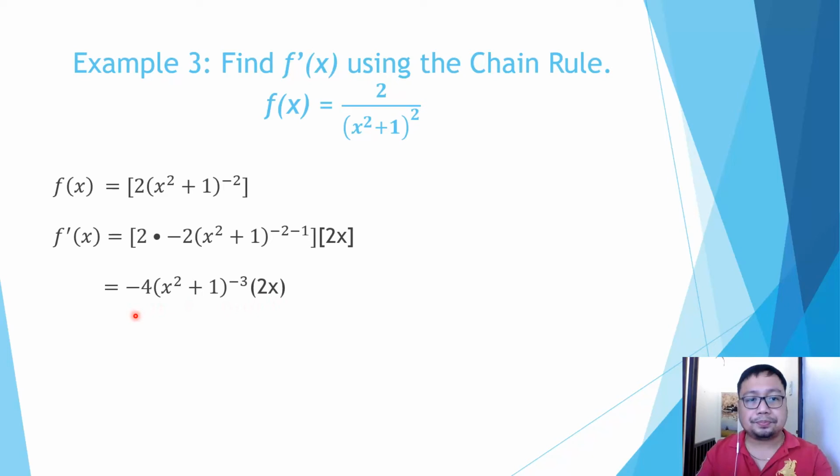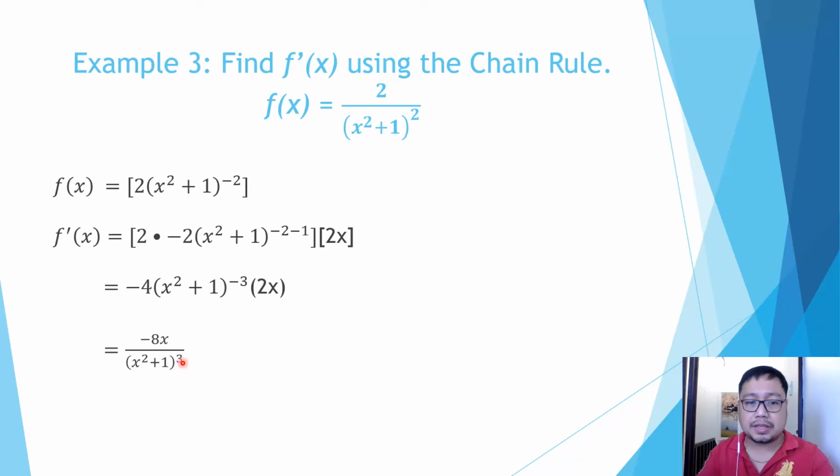So now, negative 4 times 2x is negative 8x. And this one, we bring down to the denominator simply because we want our negative exponent to become positive. So this is our final answer.